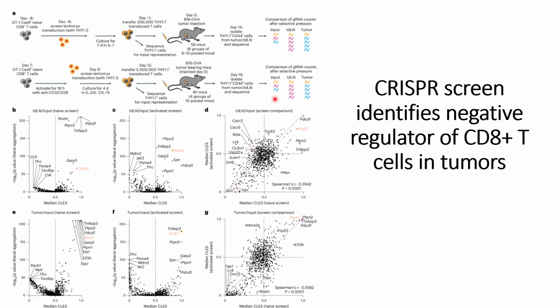I hope you understood so far how they came up with some of the possible candidates for the negative regulation of CD8 plus T cells. If you need to understand more about their experiments in detail, you can go through the reference provided in the description.